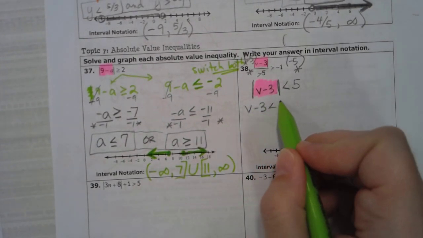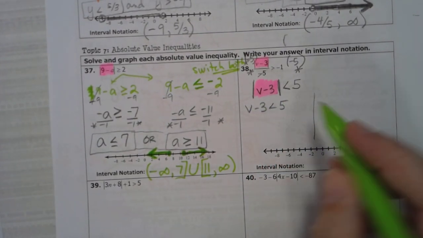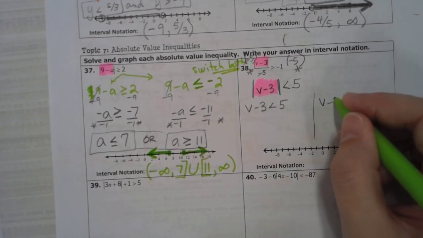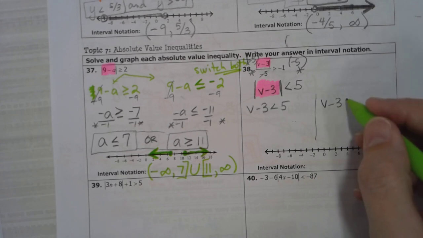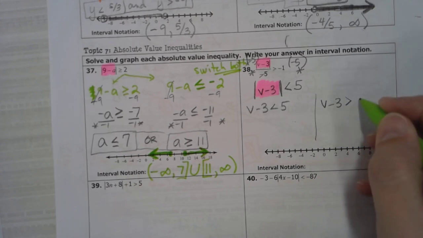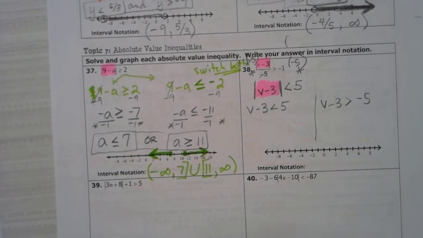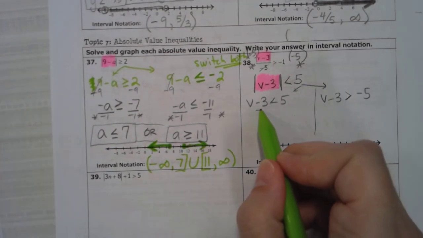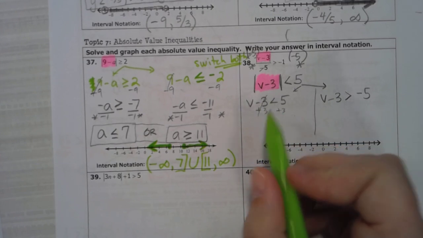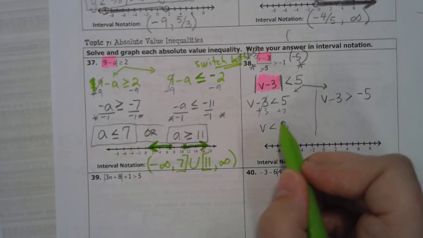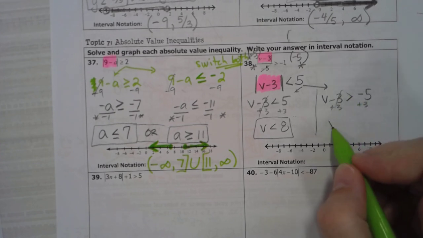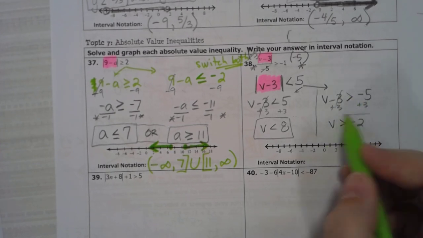So the first one is everything normal, just like it shows up. And then over here on the other side, we're going to keep the first part, and then we're going to switch the sign and make it negative. Okay, so +3 to get v by itself. V is less than 8. +3 to -5. V is greater than -2.